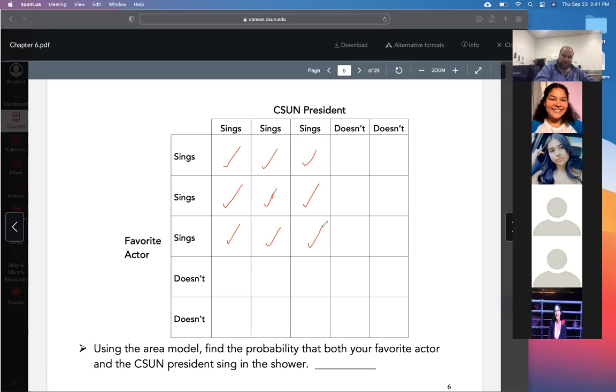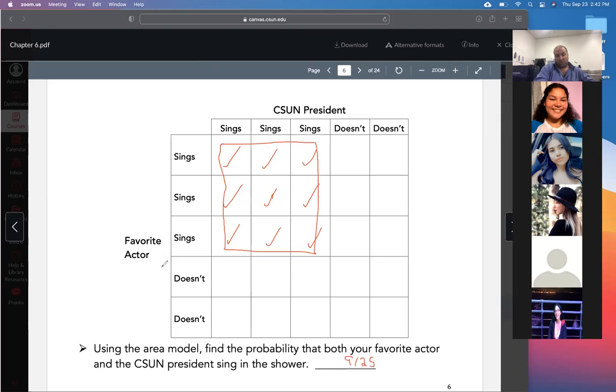So how many ways in this area model, how many different situations would we have both of them sing? And how many different possibilities are there altogether? Equally likely possibilities. What does the area model tell us? 9 out of 25.